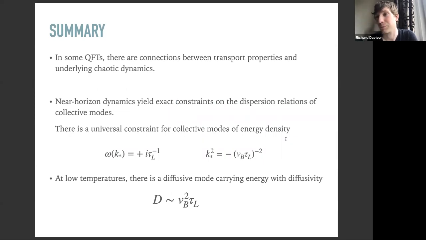I think what they're seeing may be nothing to, I mean, you can't measure the butterfly velocity in some real metal. So it was, right. I mean, it's most likely something different, but.